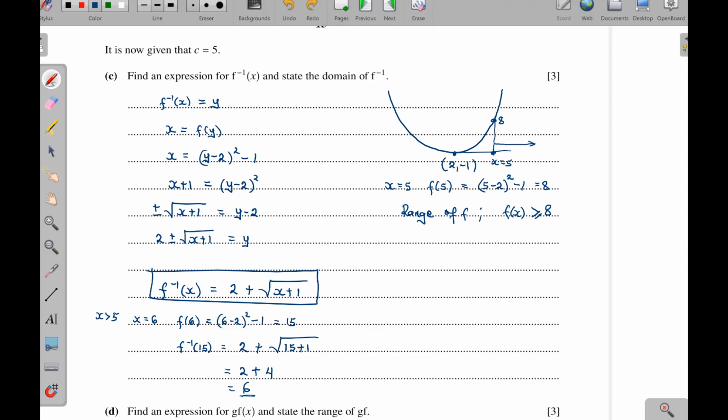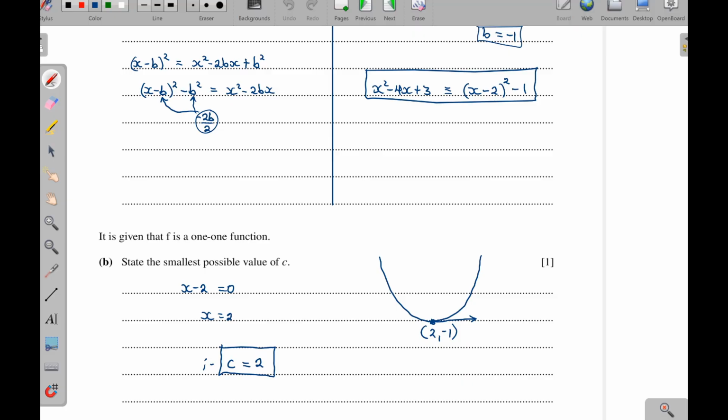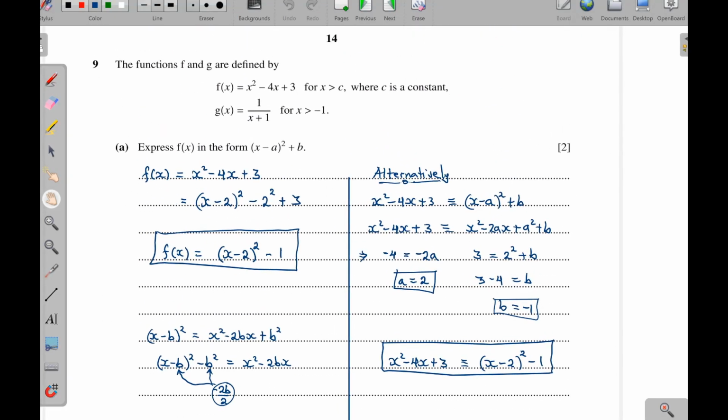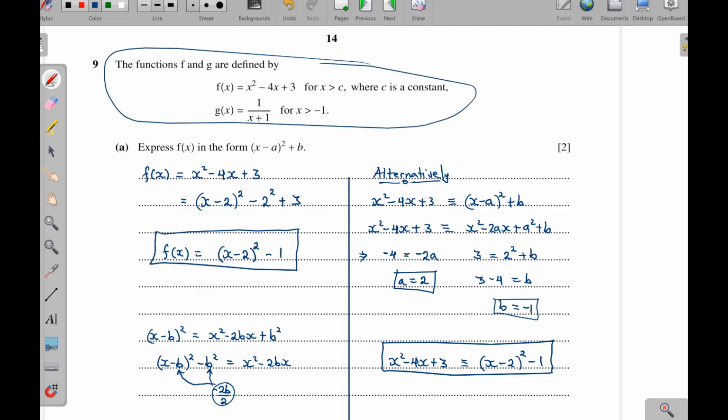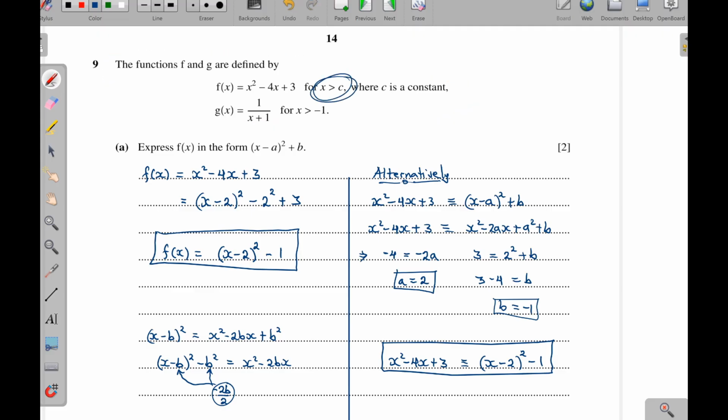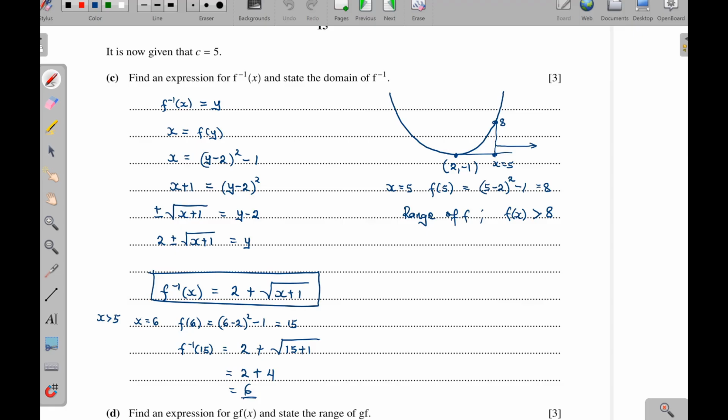If you check back here, they said that x has to be greater than 5. Remember, part A and part B are all under this stem of this question. They said greater than 5. Okay, so we are not supposed to consider that 5. So this one here is supposed to be the range.